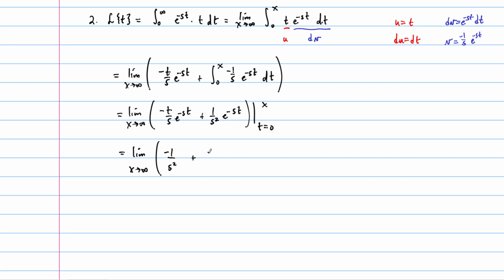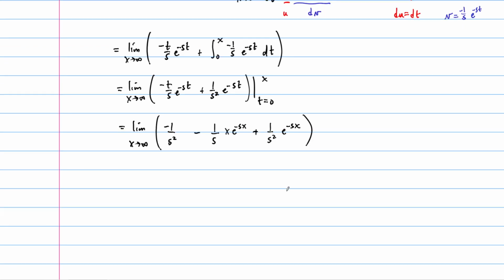So this one's going to be plus x over s. Let me write it this way. So 1 over s times x e to the minus sx minus, so this one is negative. I've got myself confused here. This one is negative and this one is positive, then 1 over s squared e to the minus sx.